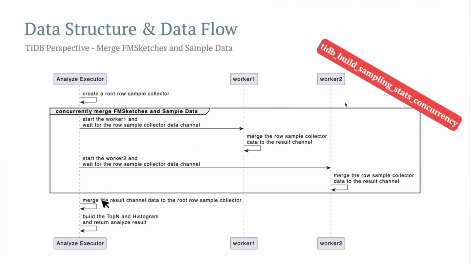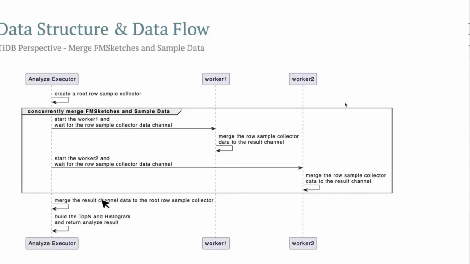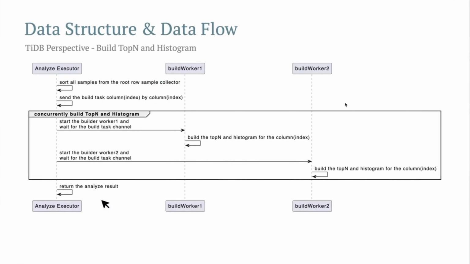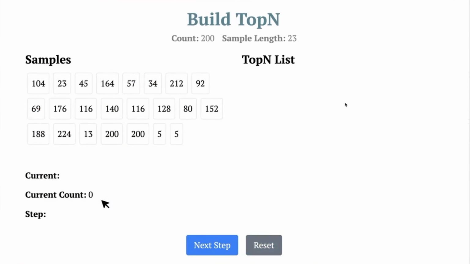It's the same as this process. So we use this configuration. This configuration decides how many workers you use to merge the data you scan from TiKV. Also, it will control how many workers you use to build the TopN and the histogram for each column and each index.